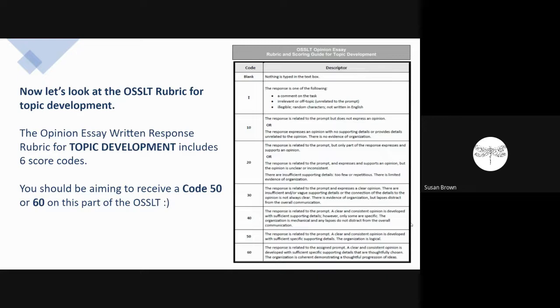Here's a look at the OSSLT rubric for topic development. The opinion essay written response rubric for topic development includes 6 score codes. You should be aiming to receive a code 50 or 60 on this part of the OSSLT. This is all about the content of your response, the clarity of your opinion, and the support you offer.